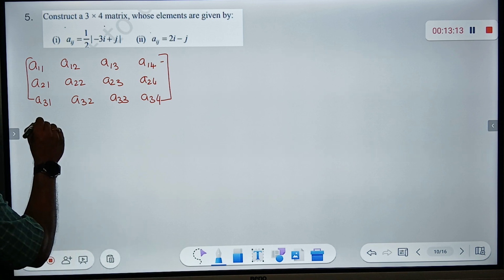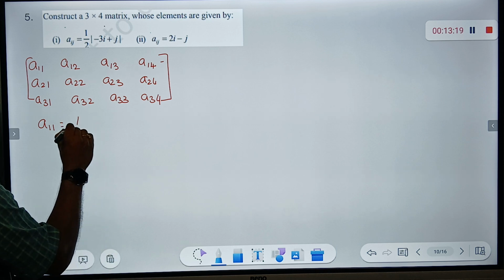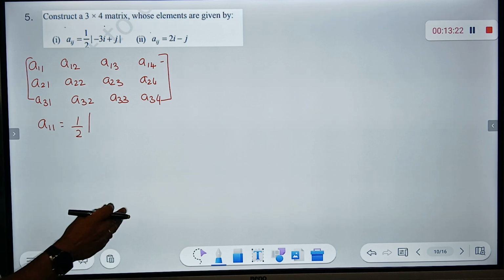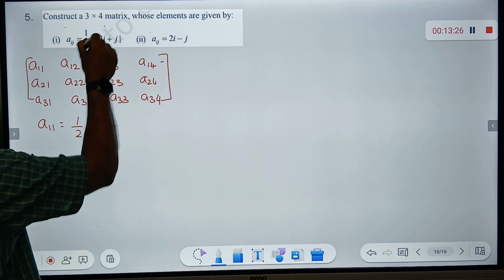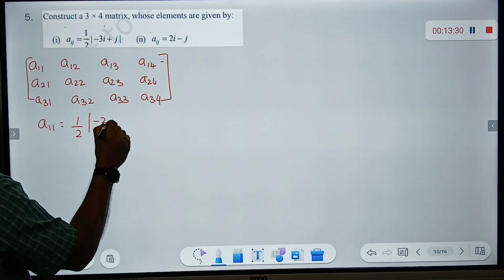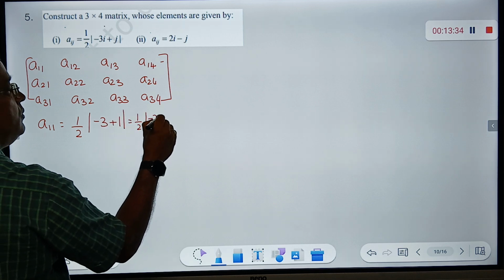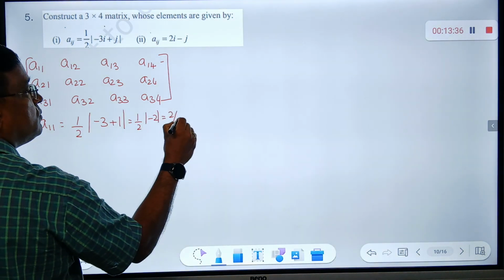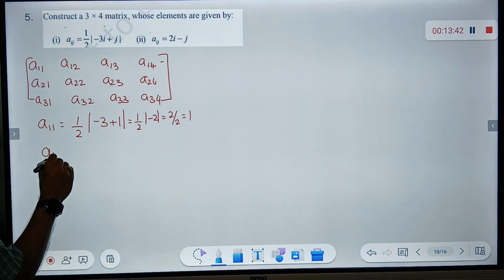Now what is A11? Look at it carefully. Half of, this is modulus. Modulus makes negative numbers positive. So I is 1. So minus 3 into 1 is minus 3. J is also 1. And so you get modulus of minus 2. Modulus of minus 2 is 2. So what is 2 by 2? It's 1. Simple calculation.